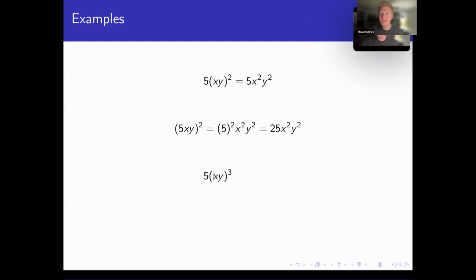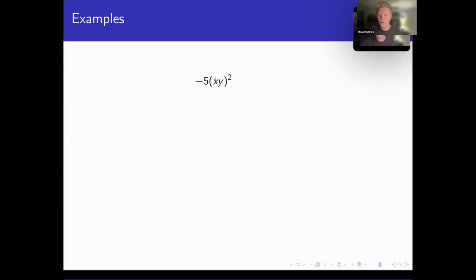5 on the outside, xy cubed. Again, the only thing getting the cubed is going to be x and y. But if we include that 5 in there, now everything gets the cubed. 5 cubed is 125. Well, let's start making some things negative. Let's see how it changes.